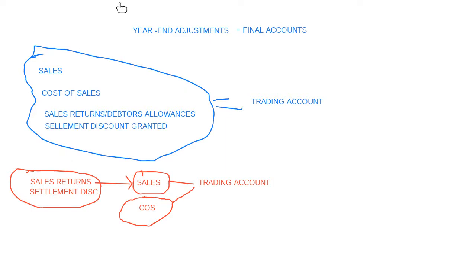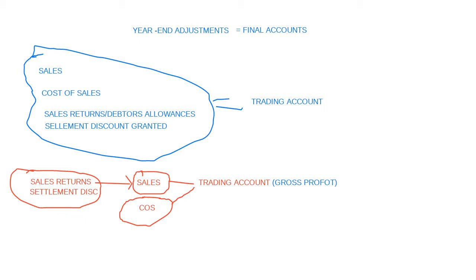Okay. And remember, the main aim of the trading account at the end of the day is to calculate the gross profit. I think you know by now, okay? So the reason why we have the trading account is that it is going to be used to calculate what you call the gross profit. So it's going to be used to calculate the gross profit.